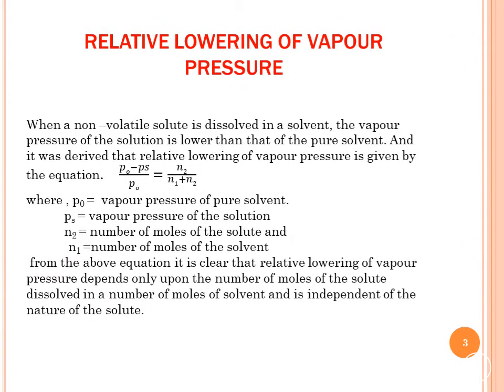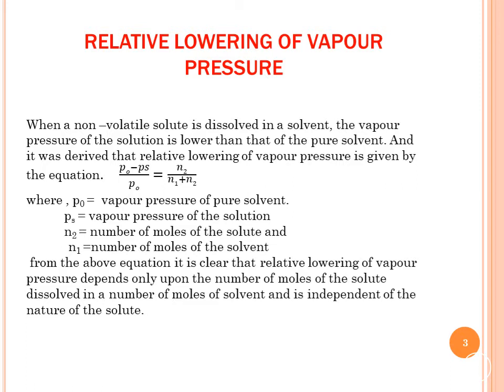The first one is the relative lowering of vapor pressure. So what actually is this lowering of vapor pressure? Whenever we add a non-volatile solute to a given solvent, it leads to a decrease in the vapor pressure of the solution. If we compare it with that of the pure solvent, the vapor pressure after adding a non-volatile solute decreases. So it is called the lowering of vapor pressure, and it is given by the equation.